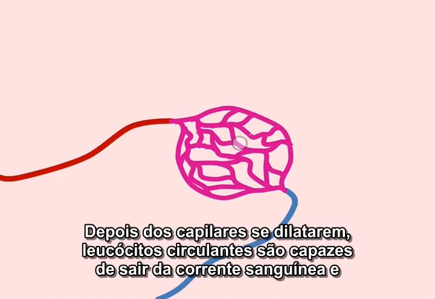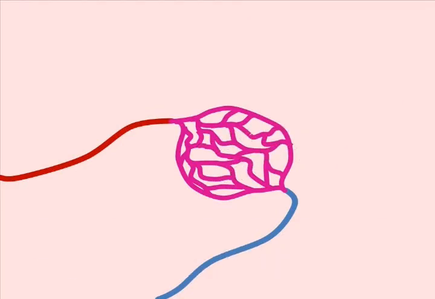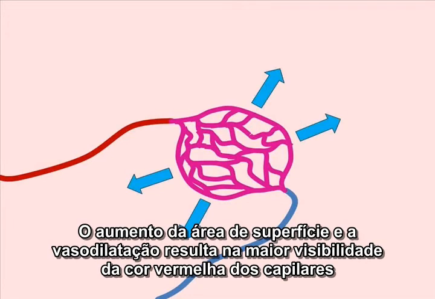After the capillaries dilate, circulating white blood cells are able to slip through the vessel wall and make their way to the wound. These dilated vessels cause noticeable symptoms that are traditionally associated with inflammation. The increased permeability of the vessel wall allows a greater amount of the fluid part of blood, the blood plasma, to leak into the surrounding tissue, causing the area around the wound to become swollen.